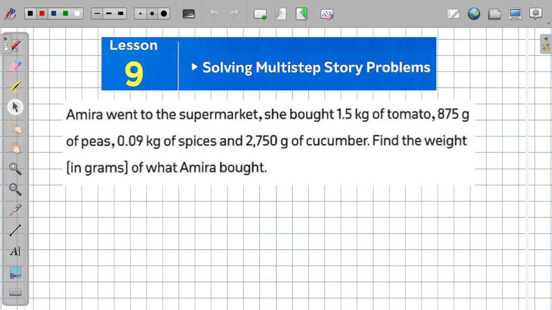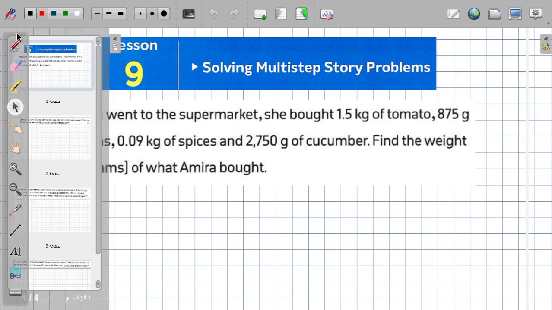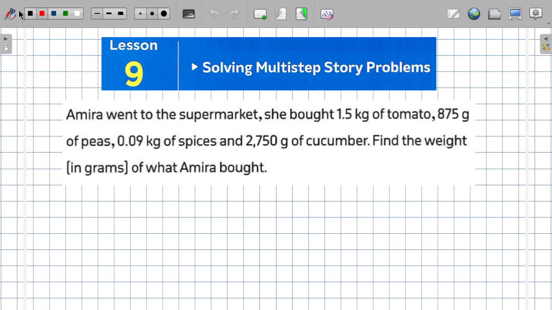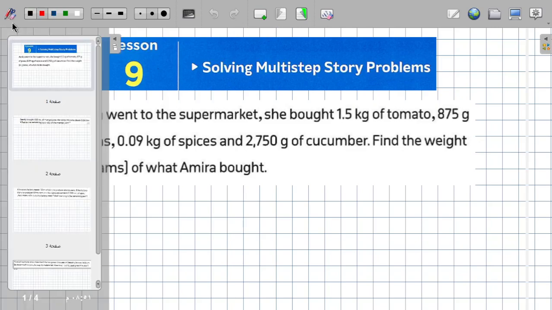So let's go. Our first example says Amira went to the supermarket. She bought 1.5 kilogram of tomato, 875 grams of peas, 0.09 kilogram of spices, and 2,750 grams of cucumber. Find the weight in grams of what Amira bought.